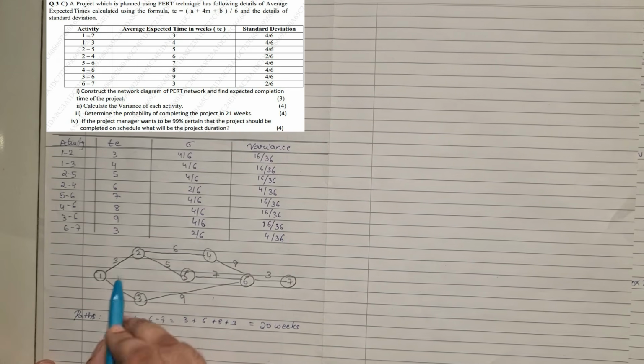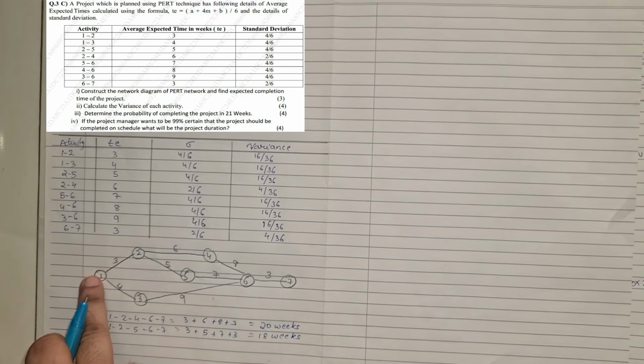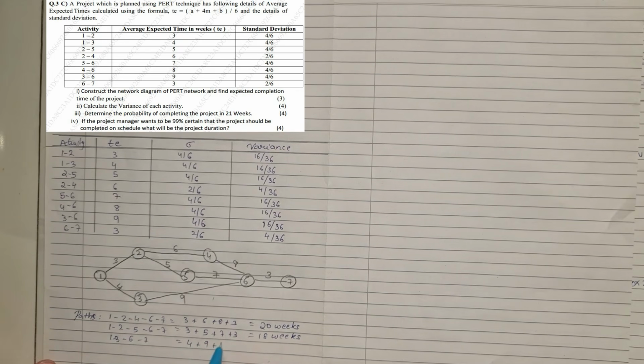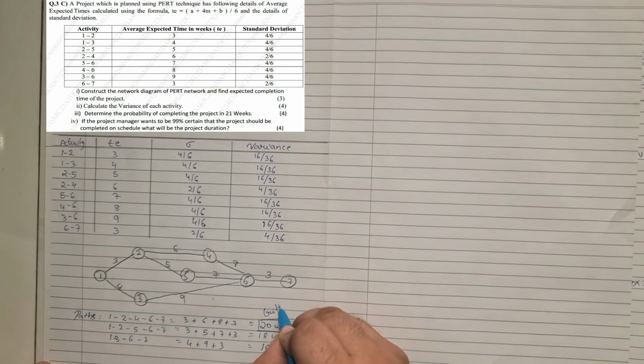The next path available is 1, 2, 5, 6 and 7. That is 3 plus 5 plus 7 plus 3, which comes to 18 weeks. The next one is 1, 3, 6 and 7, the timing of which is 4 plus 9 plus 3, which comes to 16 weeks. So our critical path in this whole thing is the 20 weeks. I'll note down here, this is our critical path.